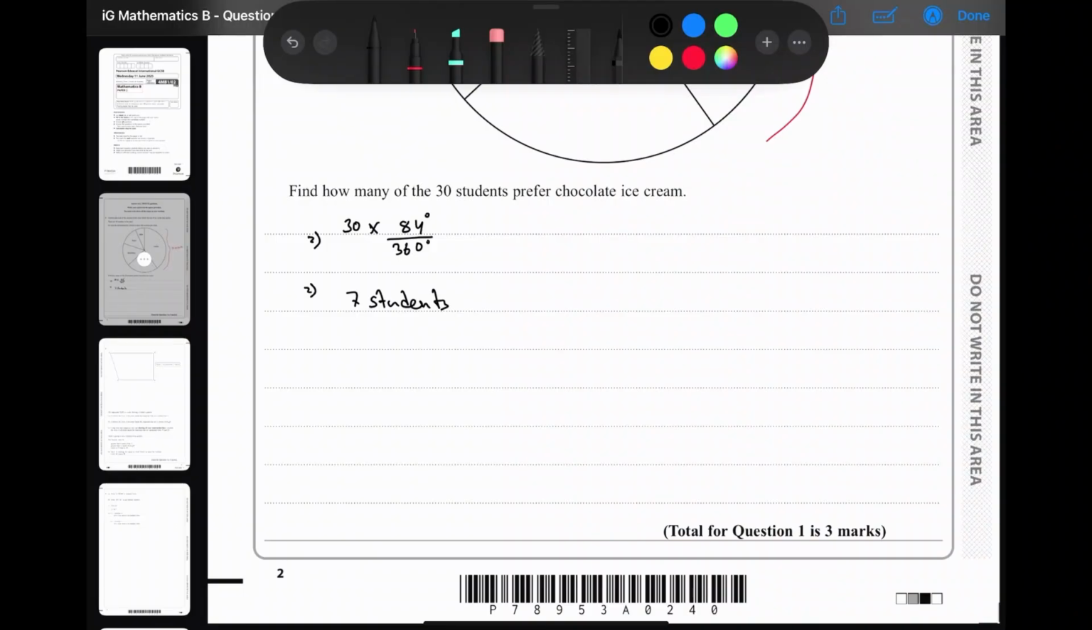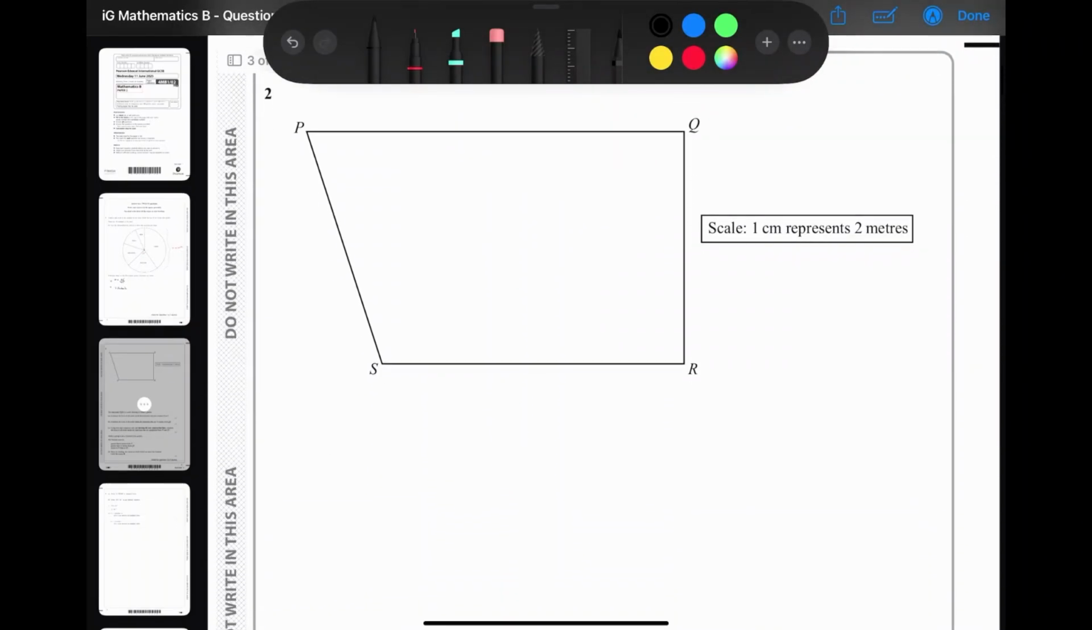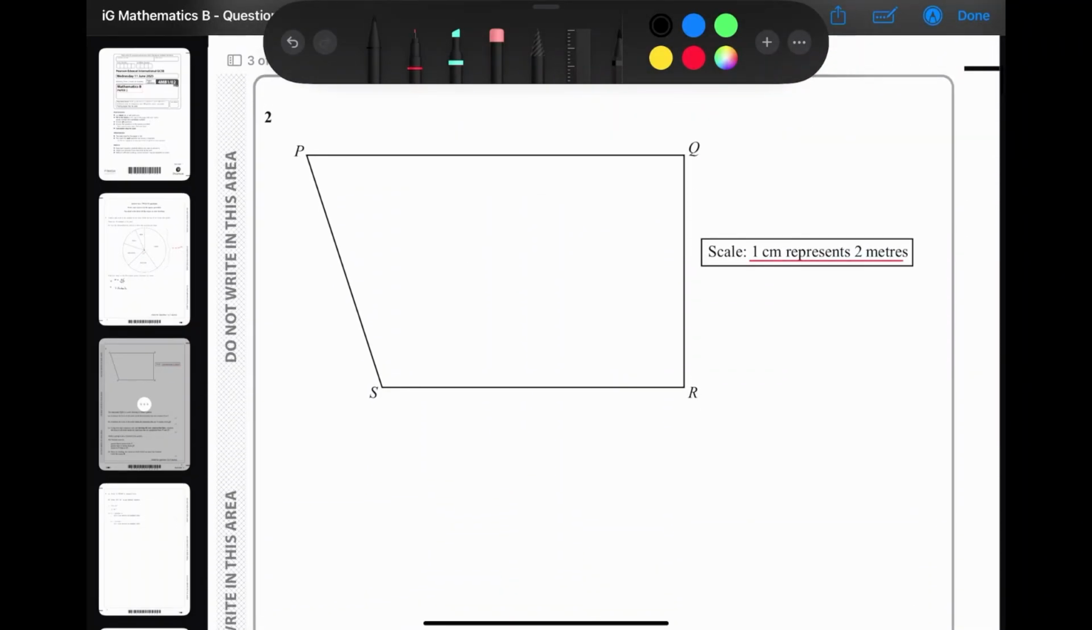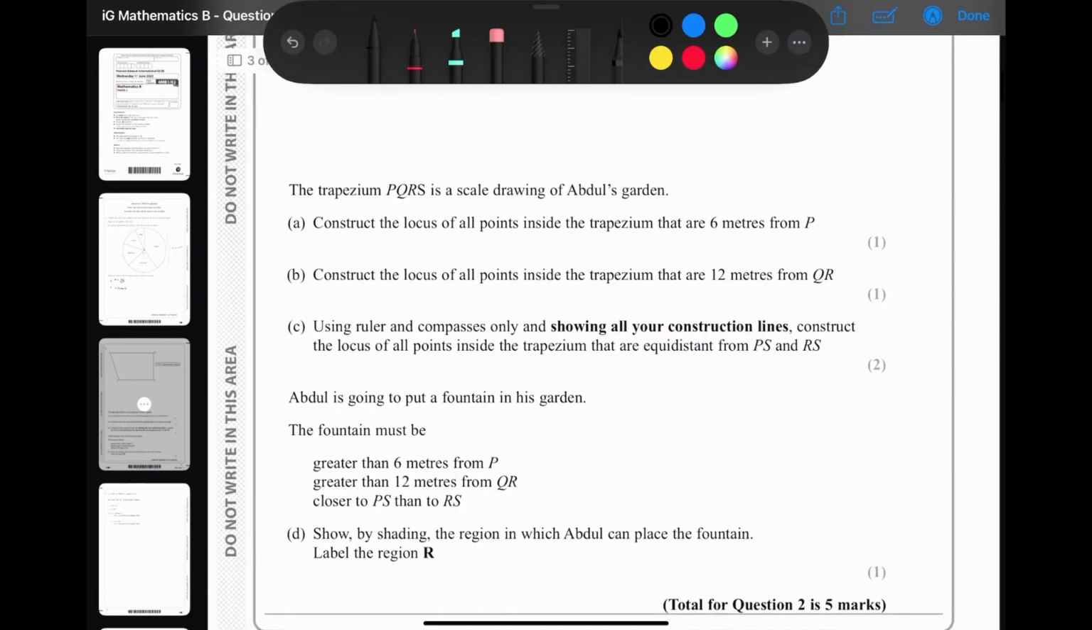For our second question for today, we are greeted by this obnoxious shape. We have to draw a few loci on this shape. The first one is 6 meters from P, which will be a radius. They have given us the representation, so the 6 will be 3 centimeters and 12 will be 6 centimeters. The second one is a line 12 meters from QR.